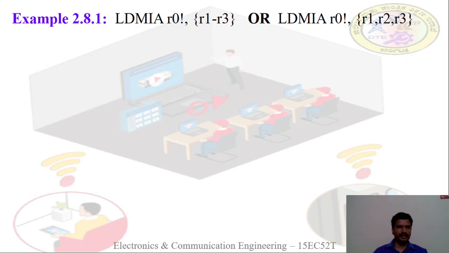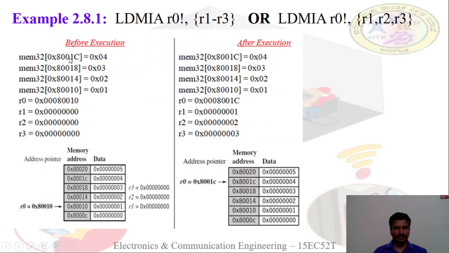So I am directly taking an example. First example, consider LDMIA. Load multiple register, addressing mode is IA. So increment after. So increment address by 4 after each load. Means it performs the load first, then it increments the address by 4.